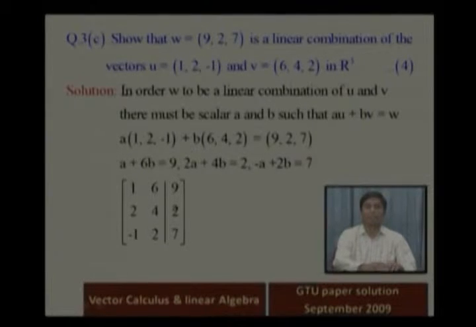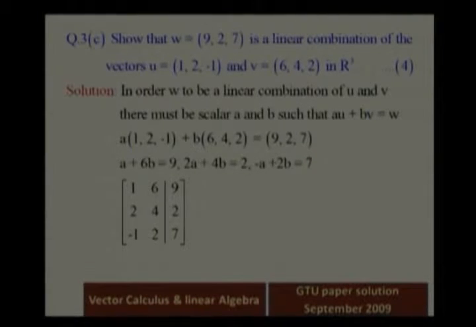The first row is 1, 6, 9, coming from the first equation. The coefficient of A is 1, the coefficient of B is 6, and this is the constant term. 2A + 4B = 2, so the coefficient of A is 2, the coefficient of B is 4, and this is equal to 2. And -A + 2B = 7, coming from the third equation, gives us -1, 2, 7.